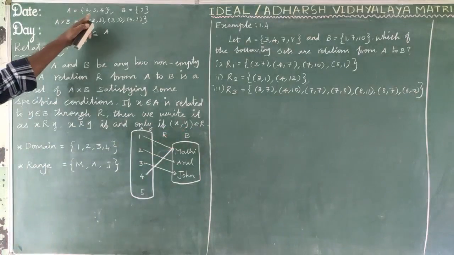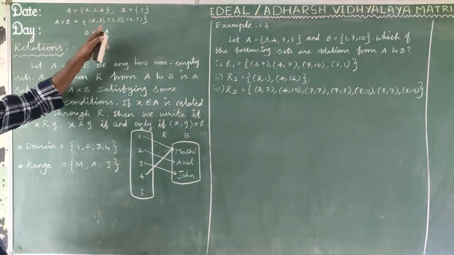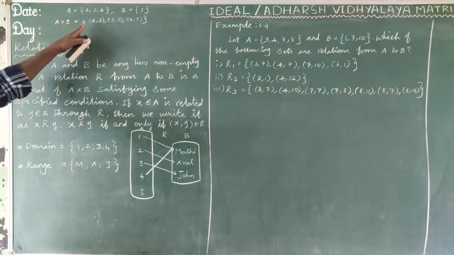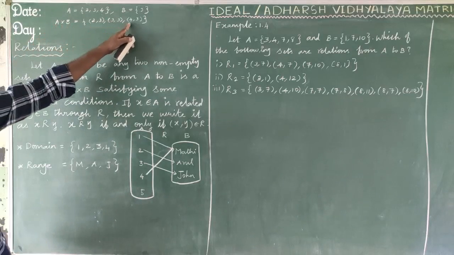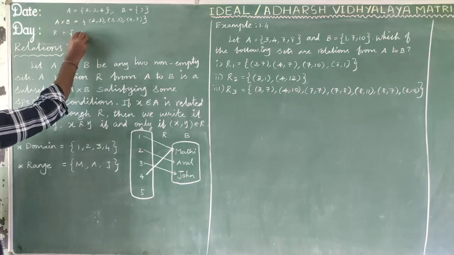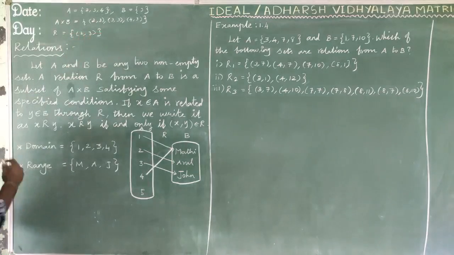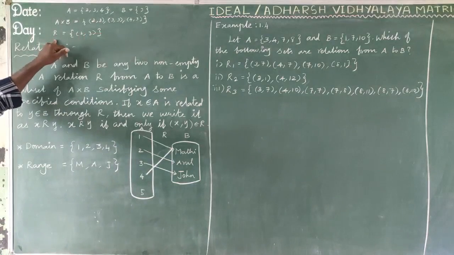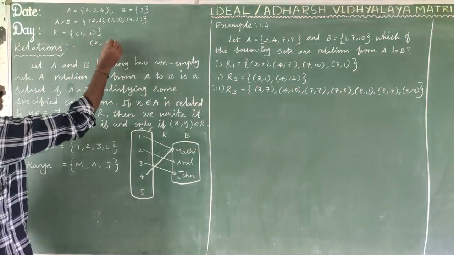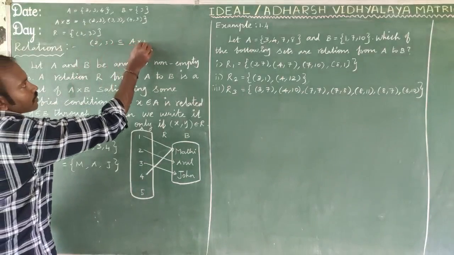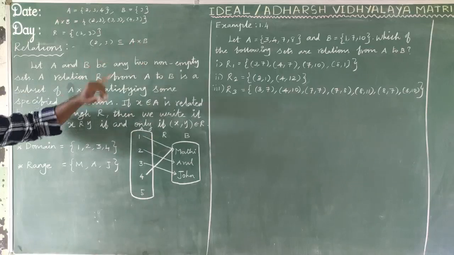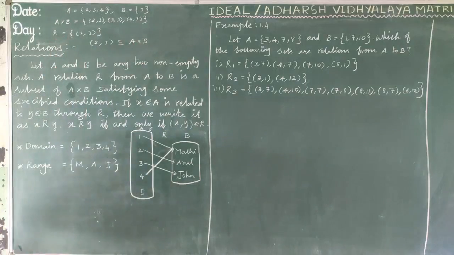Let A and B be two non-empty sets. First of all, we find A cross B. So A cross B is {(2, 3), (3, 3), (4, 3)}. For example, R is equal to {(2, 3)}. So R is a relation from A to B because {(2, 3)} is a subset of A cross B. So the element (2, 3) is a subset of A cross B. So R is a relation from A to B.